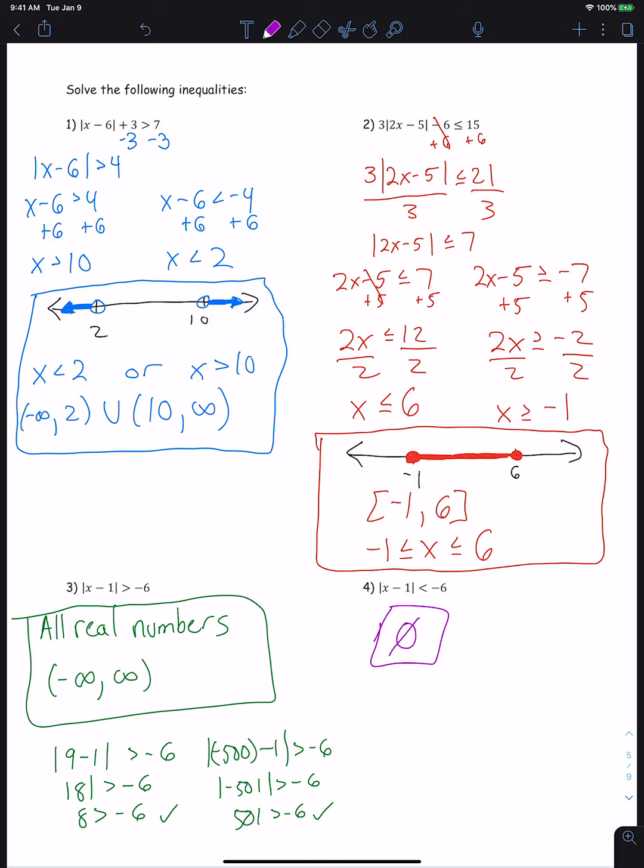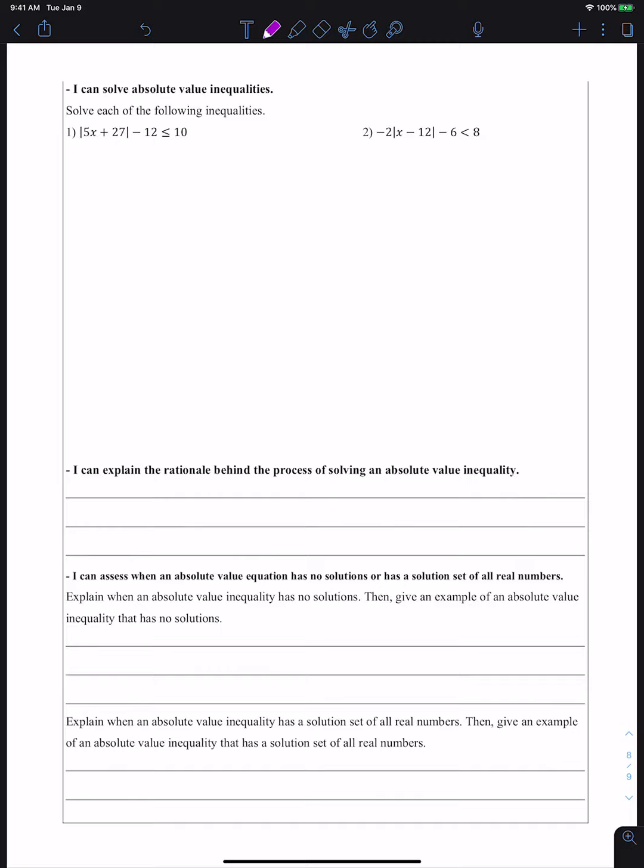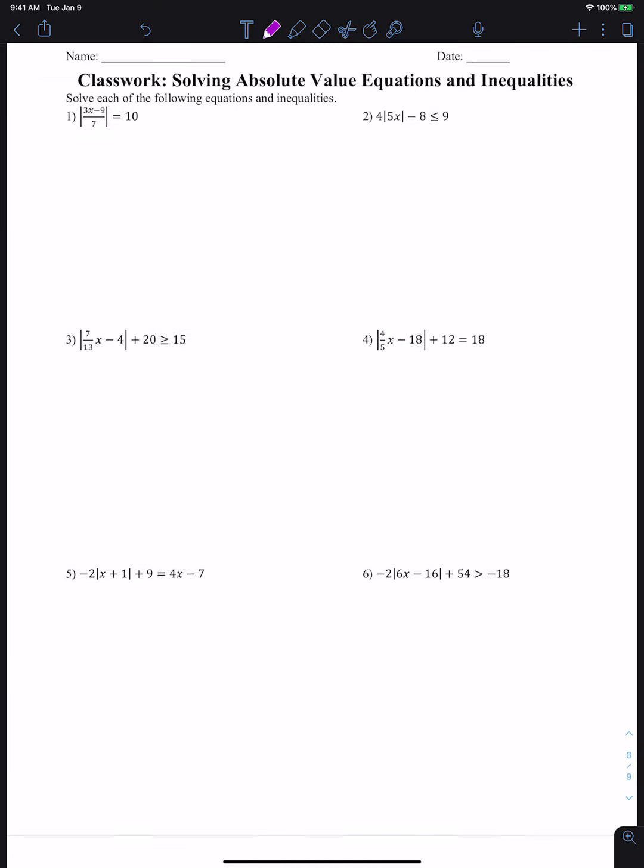So that's it for today. I would just like you guys to do the success criteria to make sure you are good with all the concepts we did today. And then we have the practice, classwork, and homework.